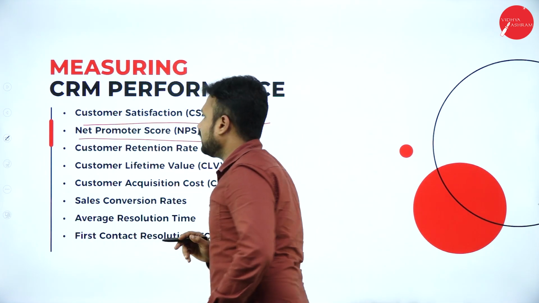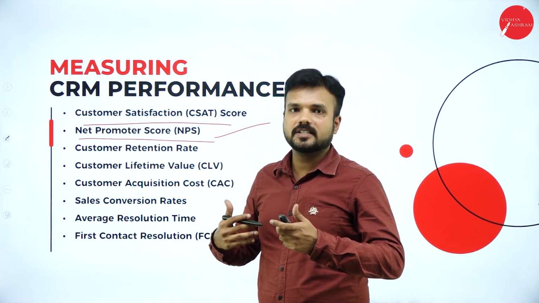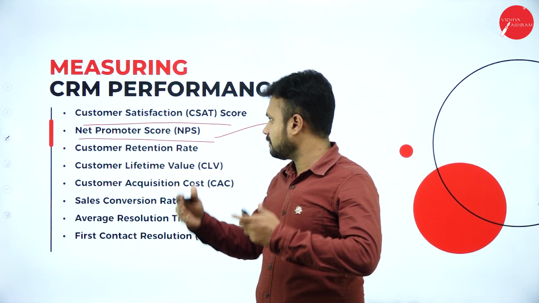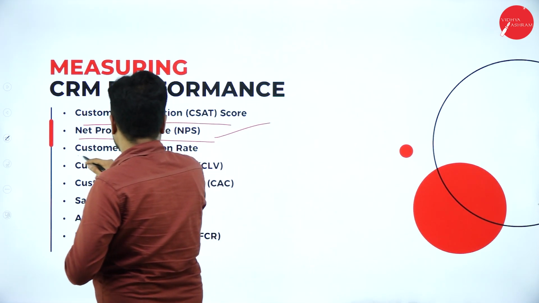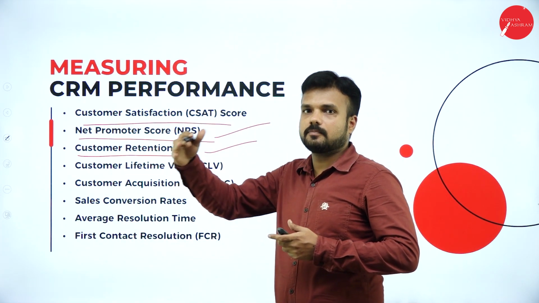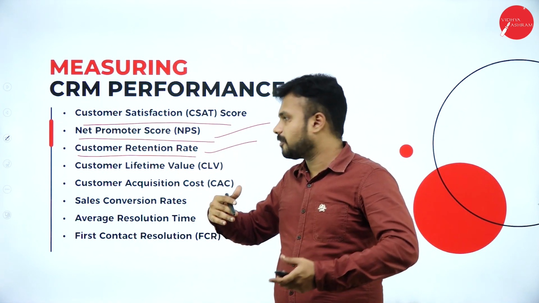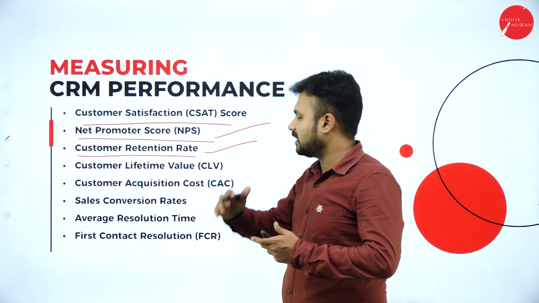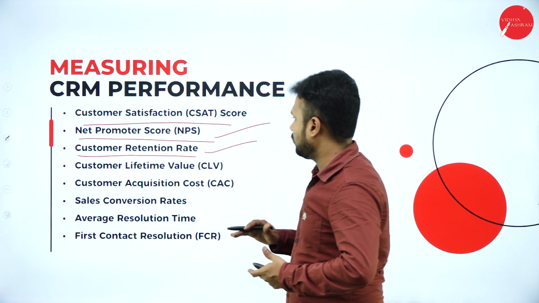Net promoter score. It is a metric to measure the loyalty of the customer, how loyal the customers are towards the product, and how many times the customer keeps purchasing from the same company. Customer retention rate. For example, out of 100 customers, we had sold the product to 100 customers. How many loyal customers had we retained for a longer period of time, and which strategies or tactics had we used to retain the customer? These are all the metrics that we need to consider.